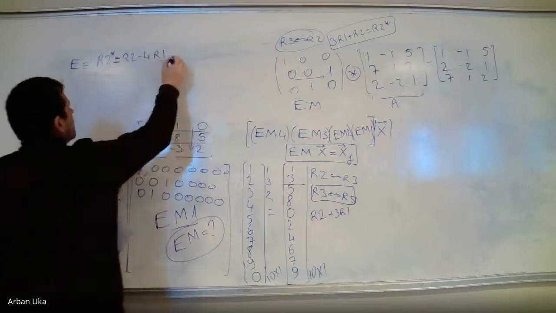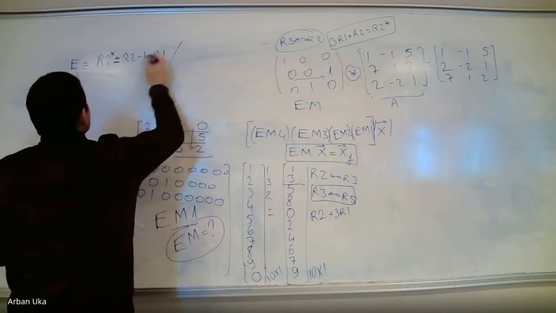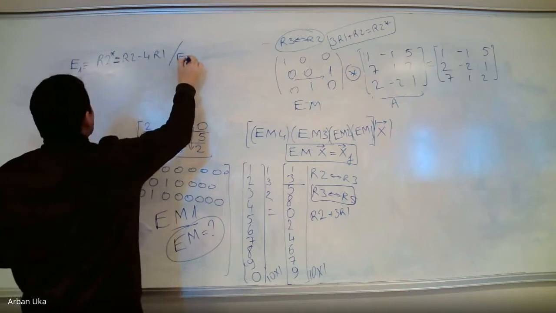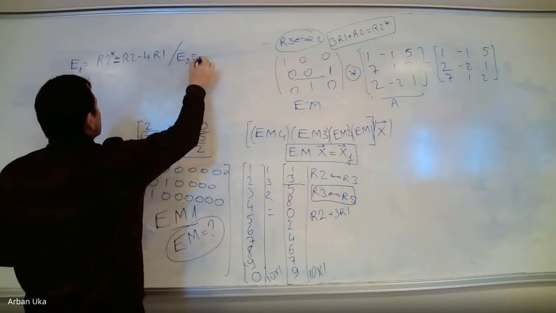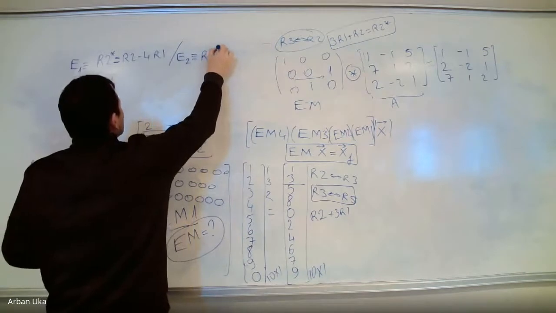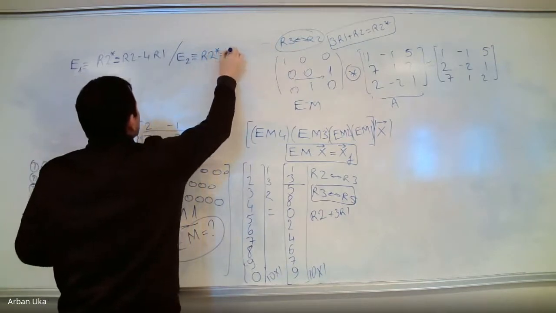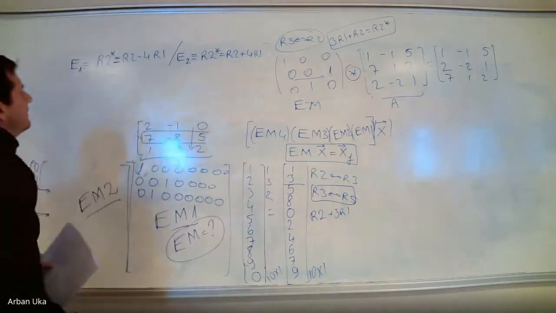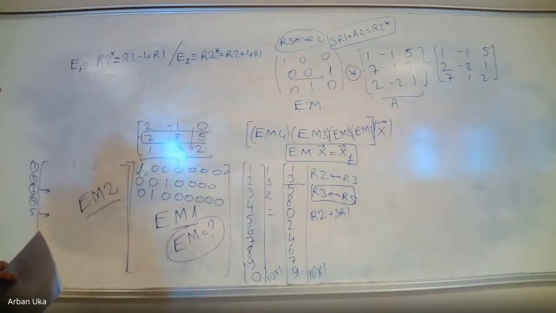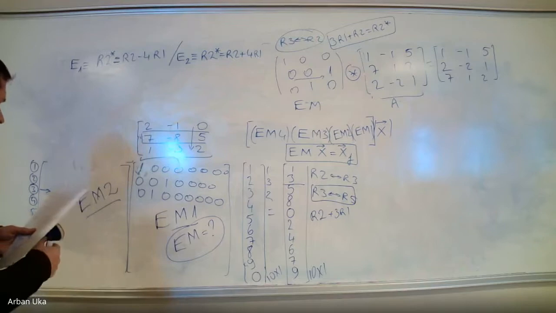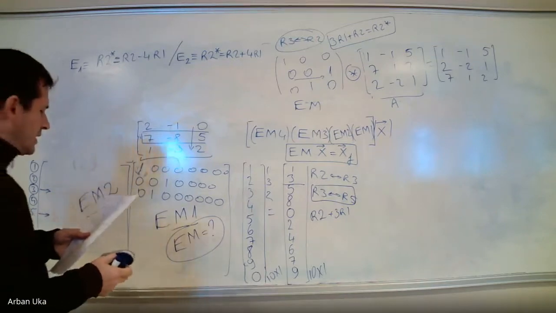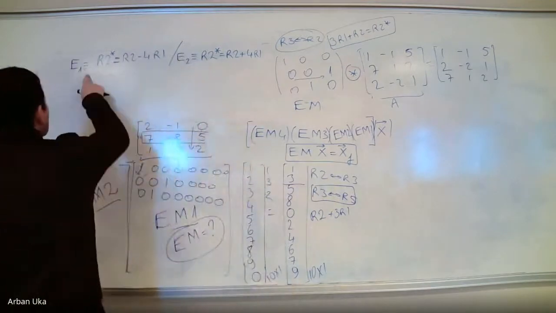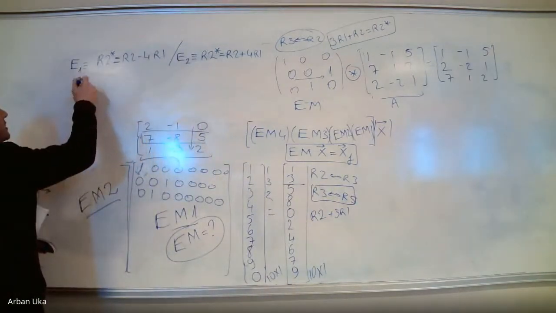Row 2 star is equal to. Let's call this one E1. Let there be another elementary row operation E2, which is equivalent to row 2 star equals row 2 plus 4 row 1. So here we have two elementary row operations, and now let's try to identify what this elementary row operation is in matrix notation.